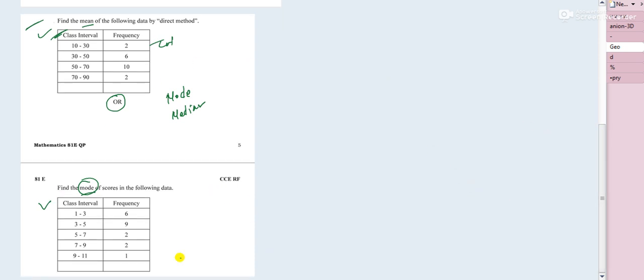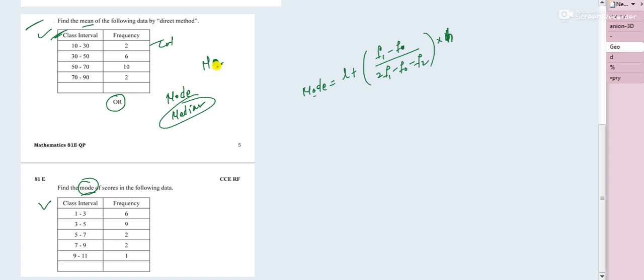Okay, so what they have given: find the mode. So you should know the formula to find the mode. The formula is mode is equal to L plus f1 minus f0 divided by 2 f1 minus f0 minus f2, into h. Now sometimes you may get confused with the mode and median formula. So remember, in mode you have the O sign, and in f0 also you have that O sign. So with that you can remember this. In median you don't have that O or 0. So keeping that in mind, you can remember this formula.